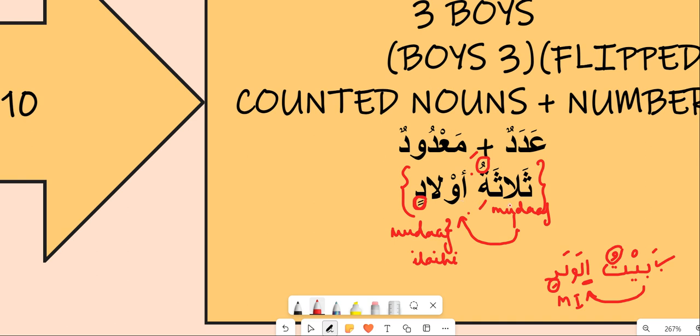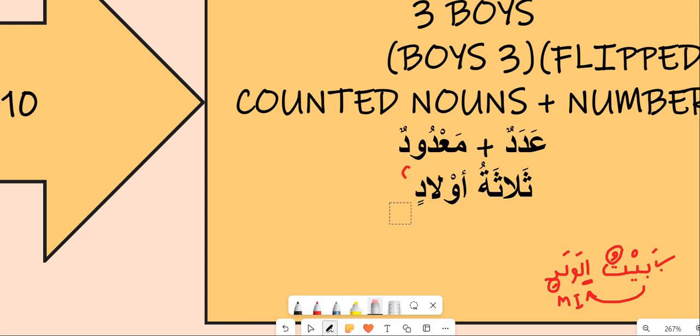And now the structure is the idafa structure. And now in this structure, you see the mudaf is feminine, and the mudaf ilahi is plural. The number is feminine, and the mudaf ilahi is male. So this is feminine and this is male.